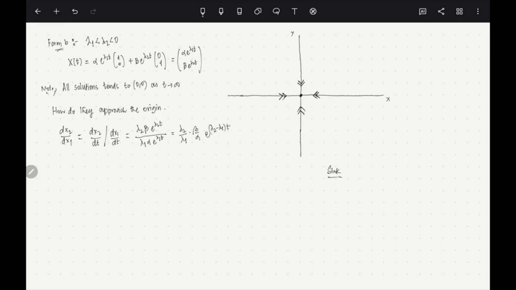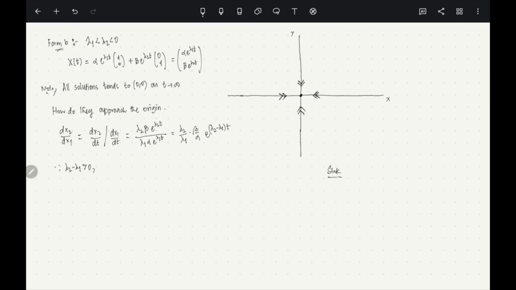Clear? So given any trajectory, the slope will look like that. Now since lambda 1 is less than lambda 2, lambda 2 minus lambda 1 is positive.